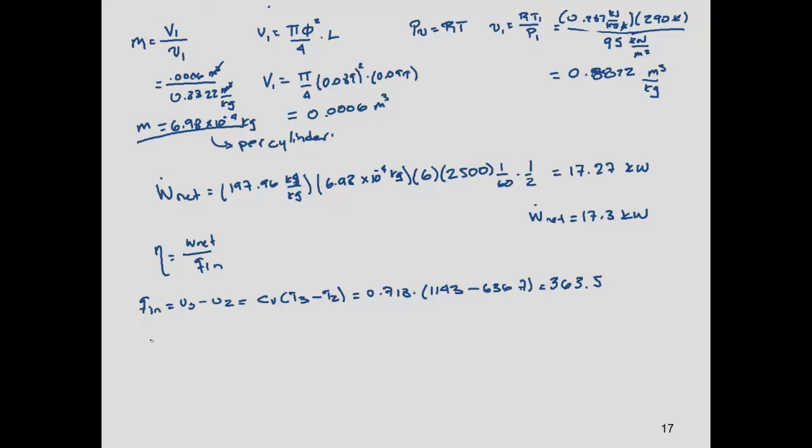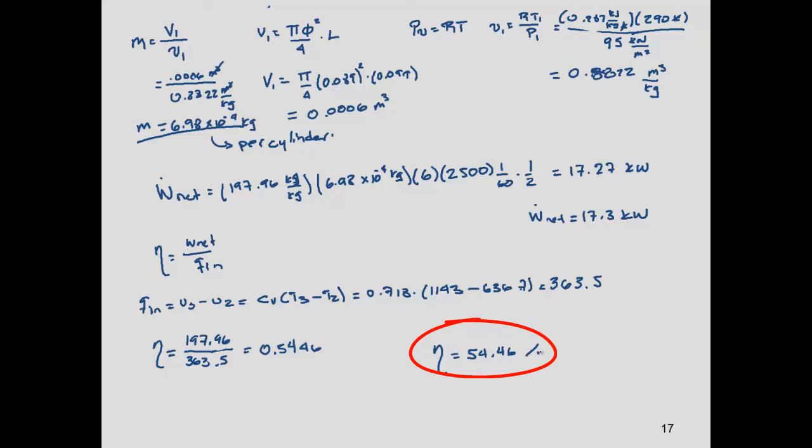So our efficiency will be the net work, 197.96, divided by 363.5, which gives us 0.5446. So the efficiency of the cycle is 54.46%.